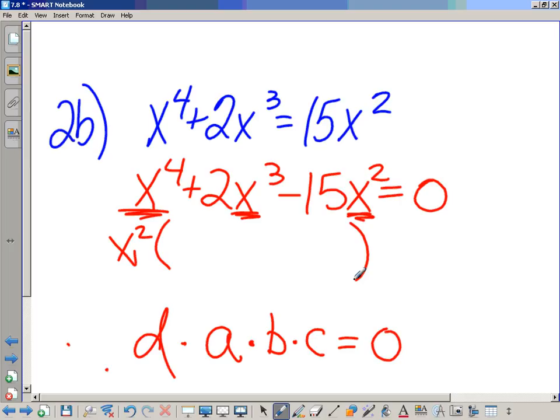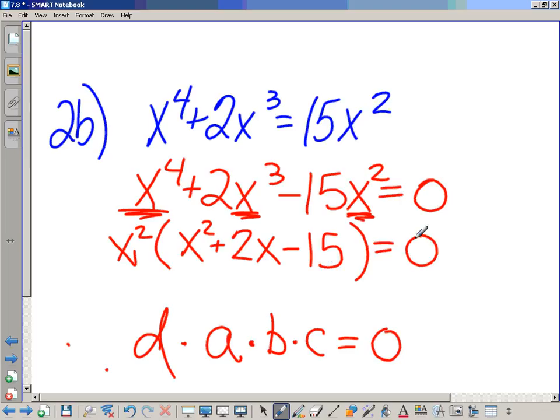Anytime you can do this, do this. If these all had a 2 in front of them, factor out a 2. If it was 3x to the fourth plus 6x cubed plus 9x squared, you'd pull out a 3 because they would all be multiples of 3. You're pulling out the common factor. Well, once you take an x squared away from x to the fourth, what does it become? And what does the 2x cubed become? And what does the 15x squared become? Just 15.